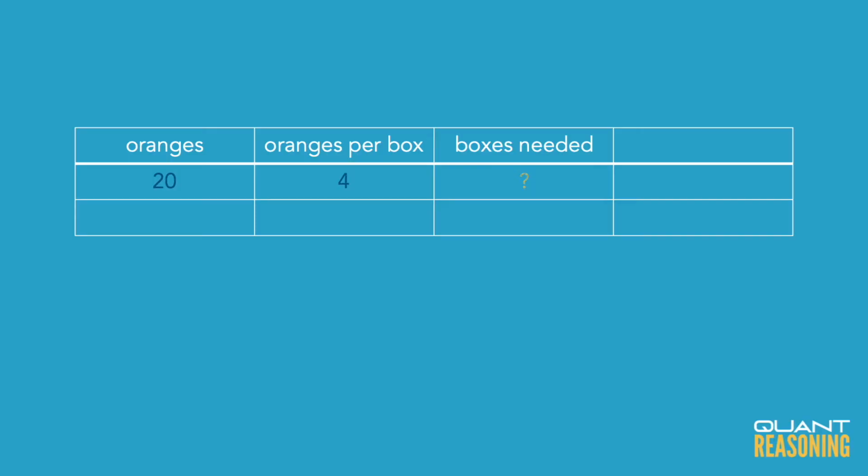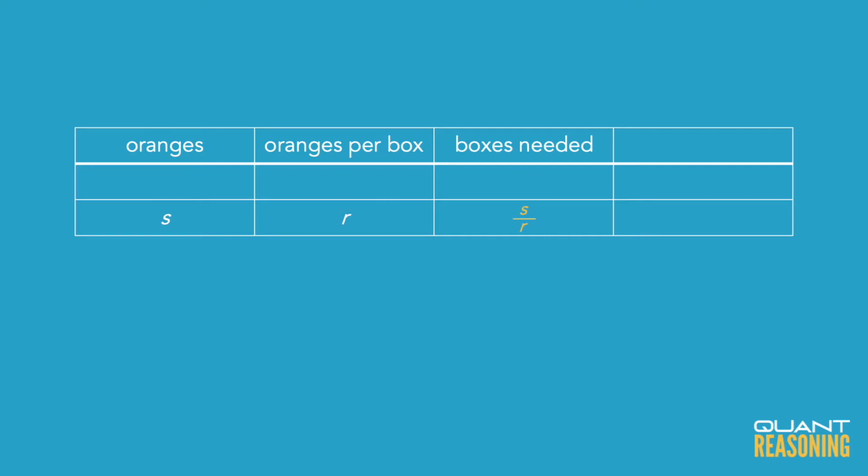20 oranges, 4 oranges in each box, I would need 5 boxes. How did I get 5? I divided 20 by 4. Apply that back to the letters S and R and you'll realize you need a total of S over R boxes.